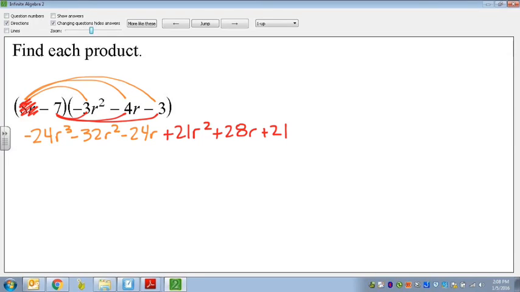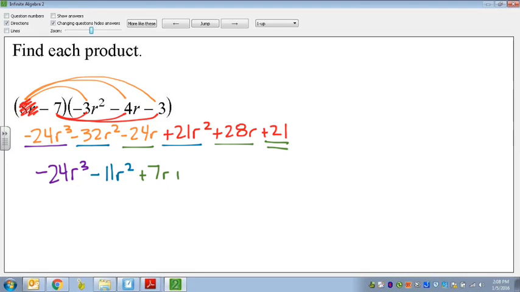All right, now that we've done that, let's combine like terms, and then we're done here. Negative 24r cubed is the only term with an r cubed there. Negative 32r squared and 21r squared combine to be negative 11r squared. Then we have negative 24r and positive 28r, which gives me positive 7r. And then 21 is all by itself, so we just tack it on to the end. Okay? So that's how you solve those problems.